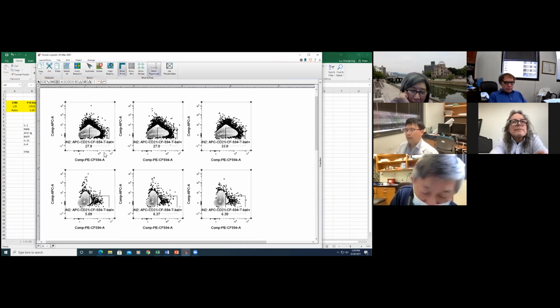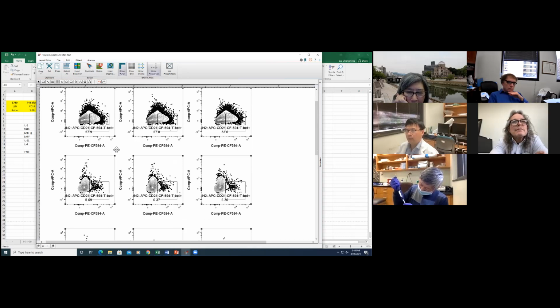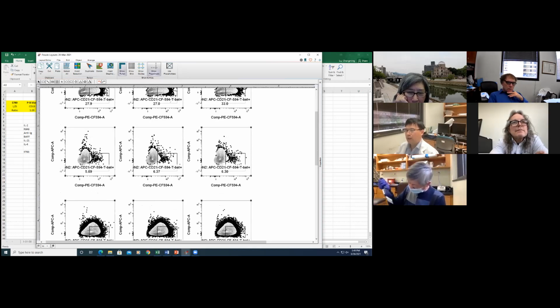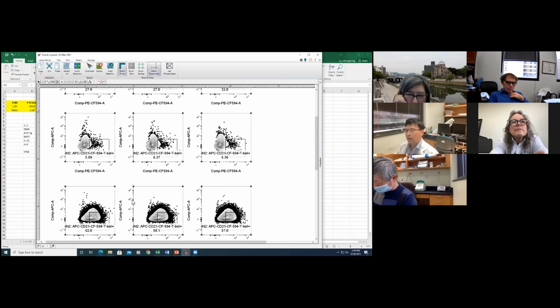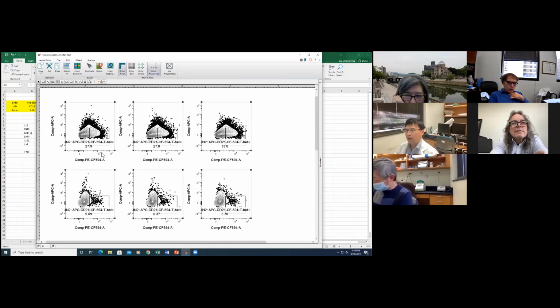So the double negative tool is quite similar as before. The group with the cytokine is 27. So next time, I guess maybe we need to reduce the IFN. It's too strong. I don't know, like this higher population here. But with IFN, it's reduced quite a bit. I'm not sure what's going on here. Yeah, I'm not sure either.